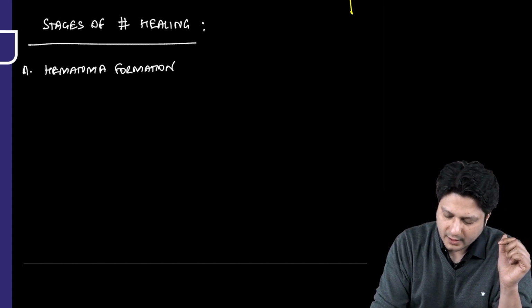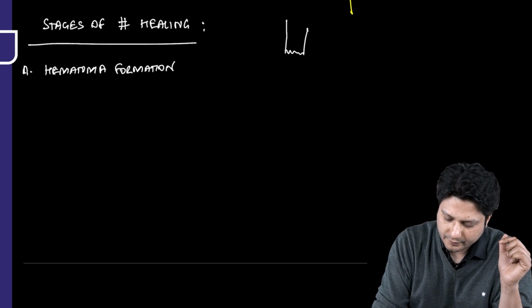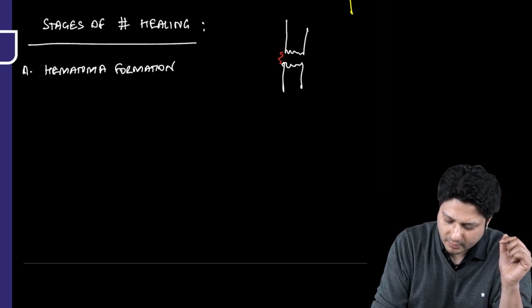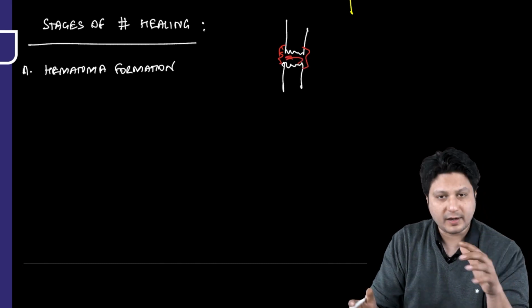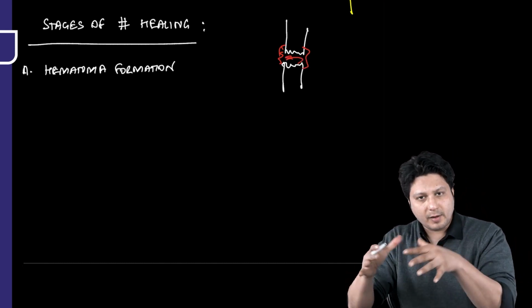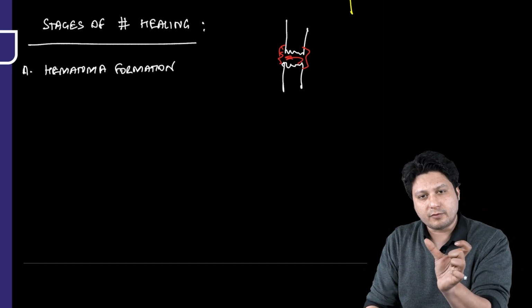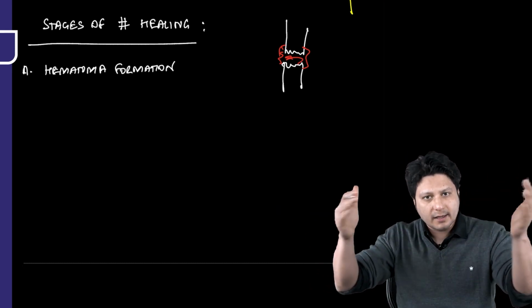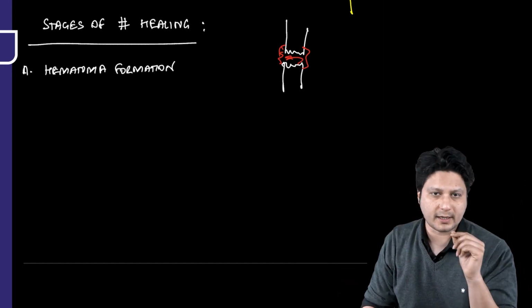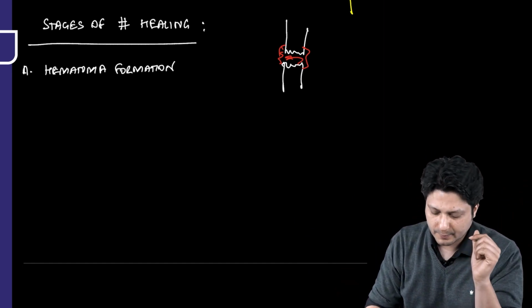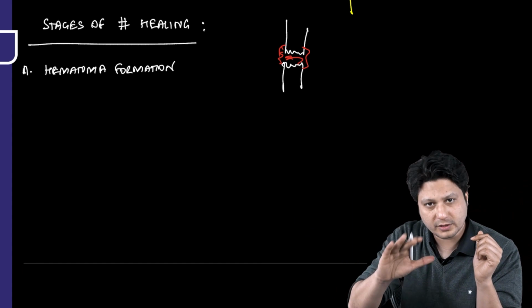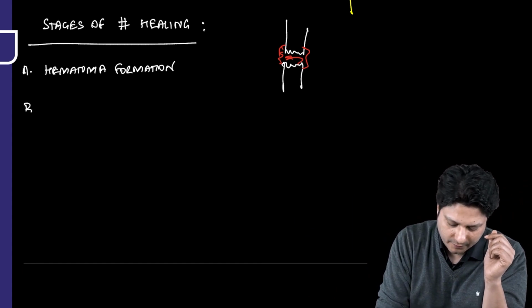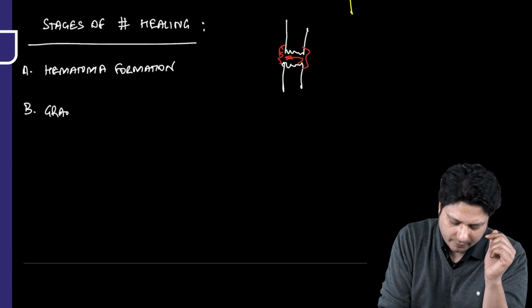Just try to understand. Imagine this is the fracture site, and once there is a fracture, there will be a collection of blood around after the fracture. This accumulated blood will be converted into a clot, which will act as a bed for the collection of all the ingredients which are required for the union at the site of the fracture. So this is the stage of hematoma formation. That is the first stage. Then the second stage is the stage of granulation.